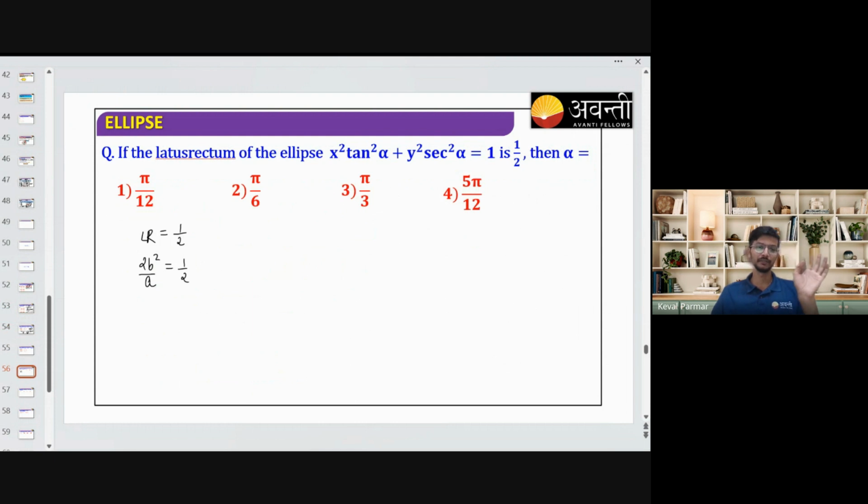Come on, very simple question, guys. That's why I'm giving you to do. Let's see who does it. Mike, I'm expecting you will give the answer. Come on. Compare the equation of the ellipse with the standard form, get a and b, substitute in the equation and get the value of alpha. Chalo. Come on, guys.